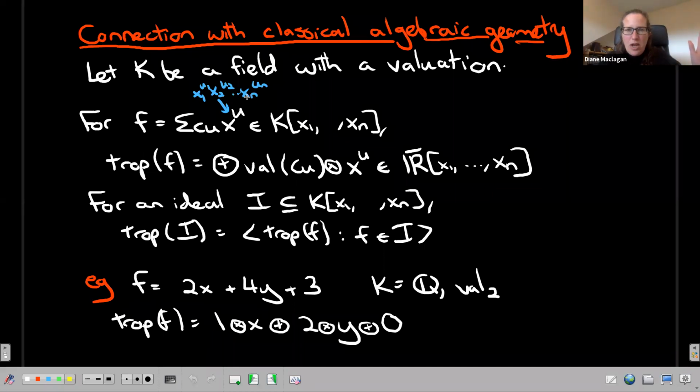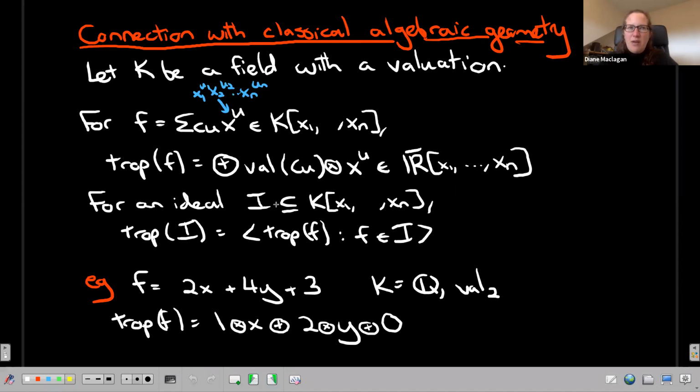When I tropicalize, I just turn every operation into a tropical operation. So addition becomes tropical addition, multiplication becomes tropical multiplication, and then I take the valuation of coefficients, right? Because I have to turn the coefficients from something in K to something in R bar. So I start with F being the sum of c_u x to the u. Trop F is now the tropical sum of the valuation of c_u tropical times x to the u.